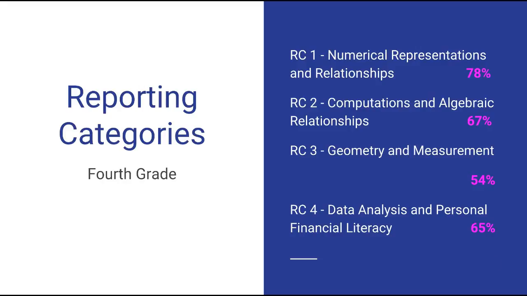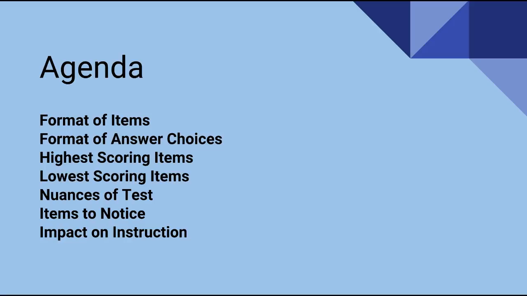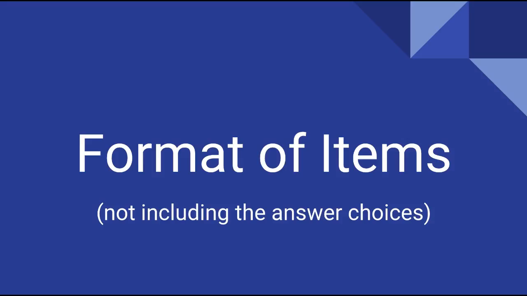We're going to be looking at each of these reporting categories as we focus in on our lowest and highest scoring items. We're also going to be looking at the format of the items, the format of the answer choices, the nuances of the test. Items I really want you to notice because they're a little different than what we've had in the past. And throughout all of this, I'm going to ask you, what is the impact on instruction? What does it make you think that we might want to do differently?